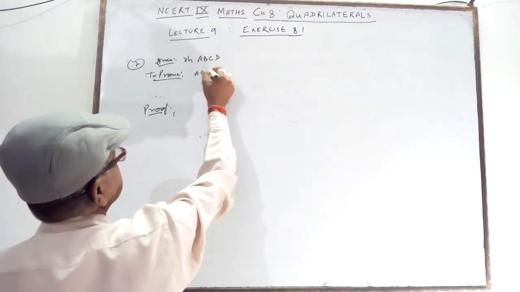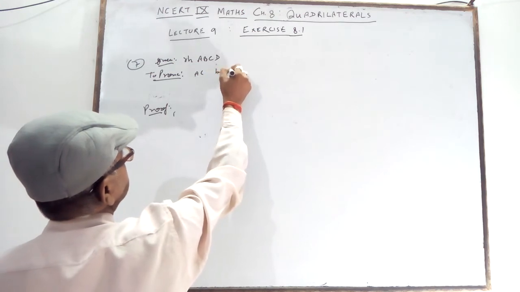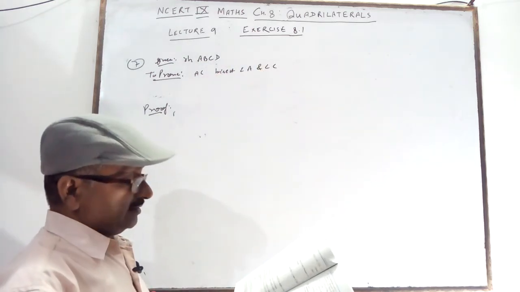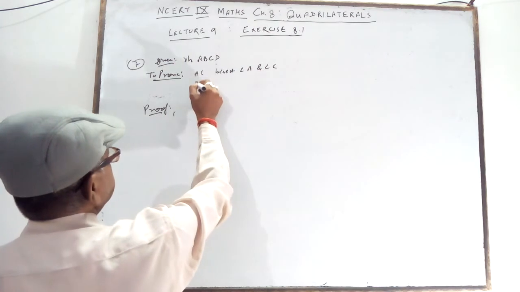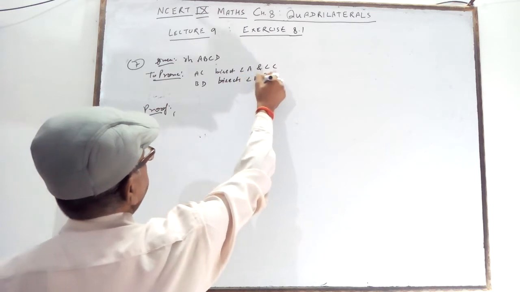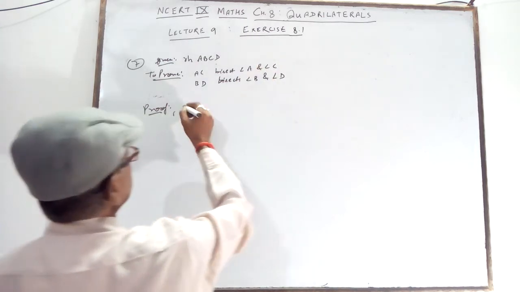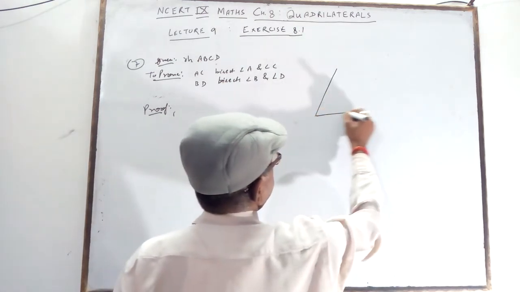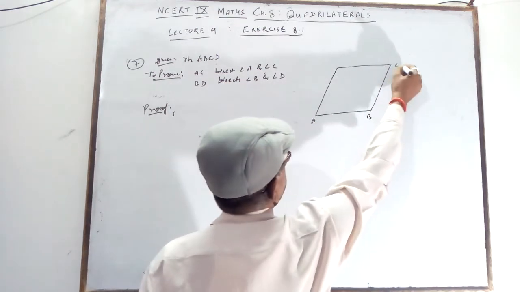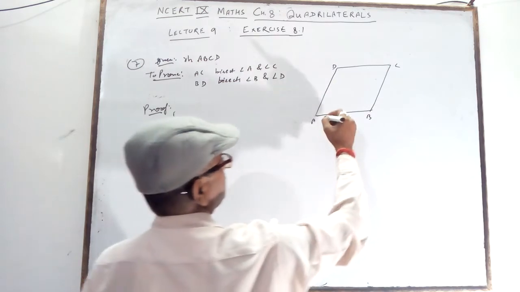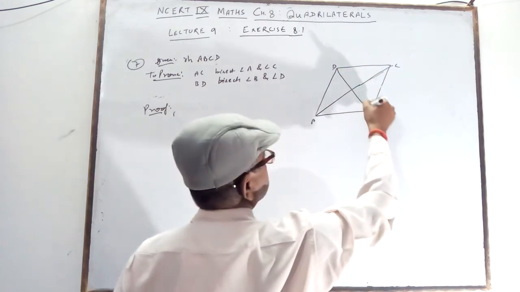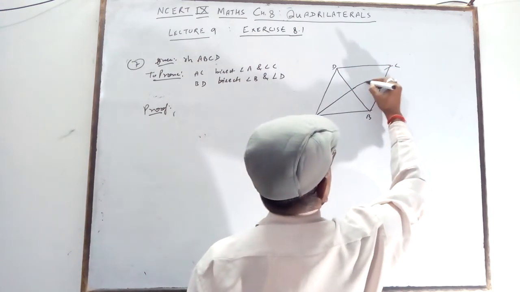To prove: AC bisects angle A and angle C. And what is given? Diagonal BD bisects angle B as well as angle D. Rhombus is given. What is the property of rhombus? A, B, C, D. Diagonal AC bisects angle A as well as angle C. But it is your duty to prove what is being asked.